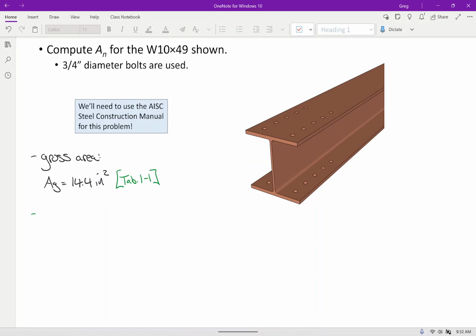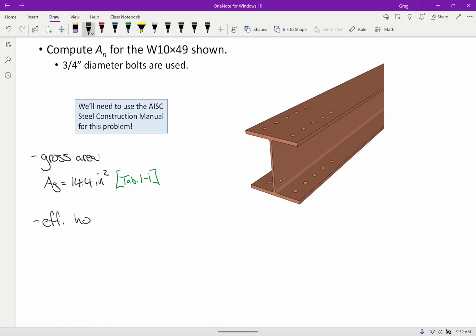So the next thing that we're going to need is the effective hole diameter. And just like before, we're going to do that, because it was 3/4 of an inch, so we add an eighth and get 7/8. Okay? Sound good?